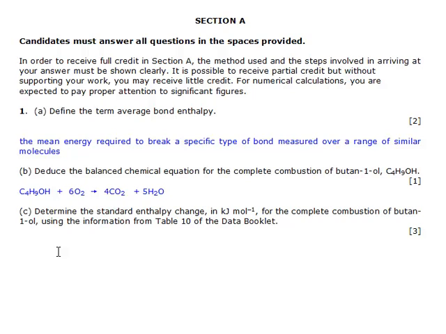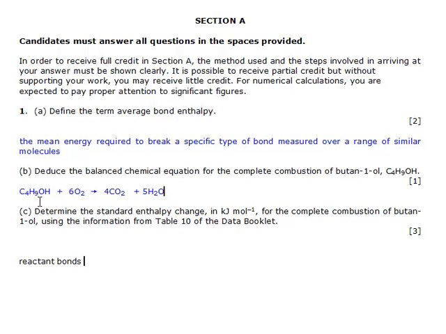Then we have to determine the standard enthalpy change for the complete combustion of butan-1-ol using the information from table 10 of the data booklet. Let me just get the data booklet here. Table 10 is bond enthalpies, average bond enthalpies at 298 K. So what we have to do is say how many and what type of bonds we've got in the reactants.